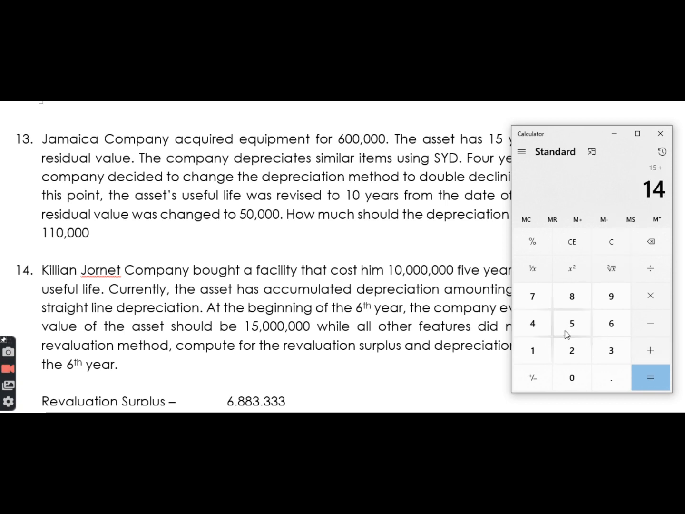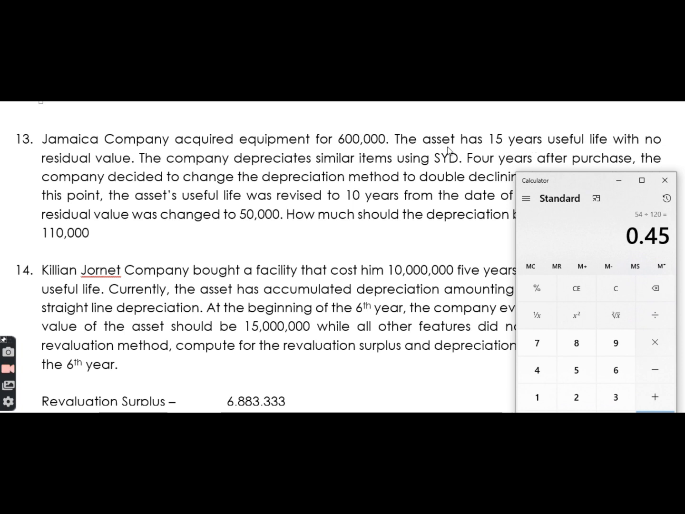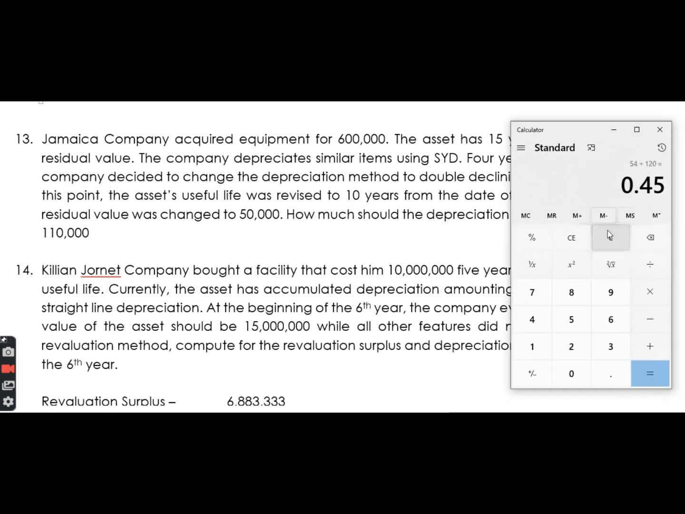15 plus 14 plus 13 plus 12. So, 4 na taon ka. So, 54. So, 54 out of 120, ito na yung na-depreciate natin. 45% ng ating depreciable amount. Ang depreciable amount during that time, di ba wala naman siyang residual value. So, 600 na rin yun. So, i-multiply mo yung 0.45 ng 600. So, ito na yung total na na-depreciate.